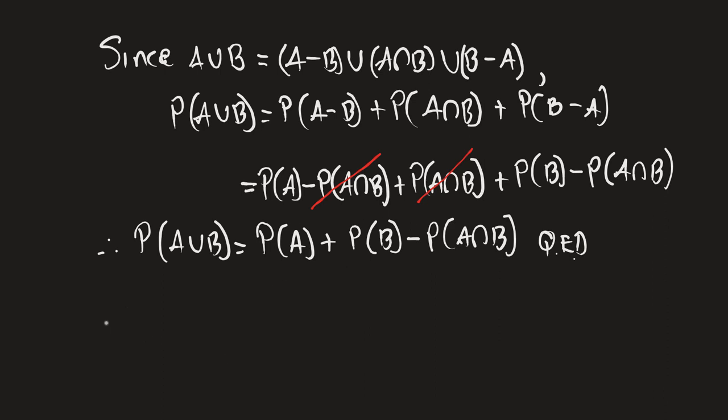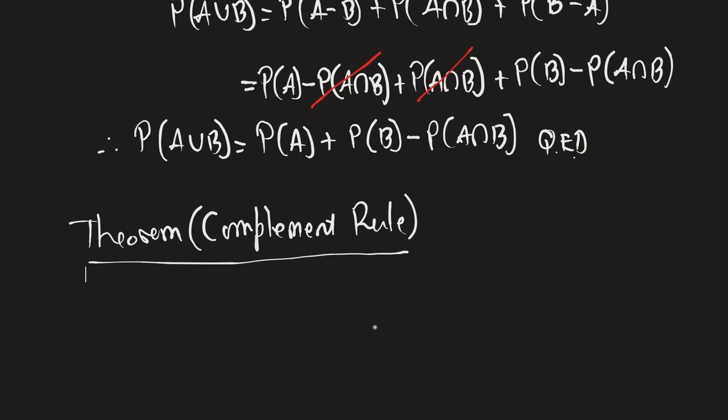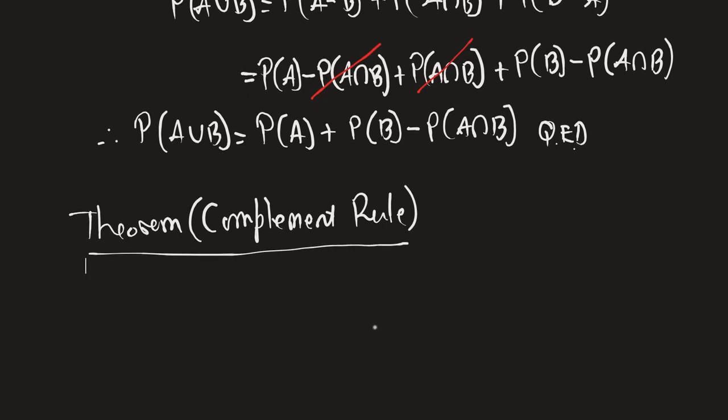One more that we're going to look at is the complement rule. So you would expect it to involve the complement operation, and it does, right? So this is the complement rule. And this one is even simpler in its statement, and it's simpler in its proof. So this is what the theorem says for the complement rule.